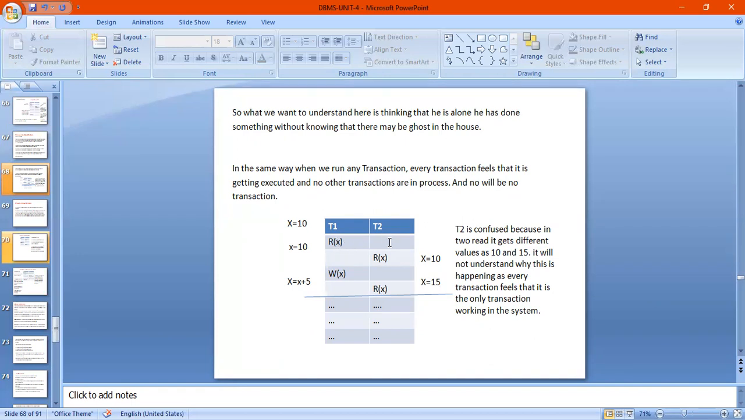So there is a read operation, and in T2 nothing is happening here. In T2 nothing is happening, read of X. There is a write operation, and nothing is happening in T2. And in T1 nothing is happening, and there is a read operation. So some instructions are going on. This is how we have to represent this.